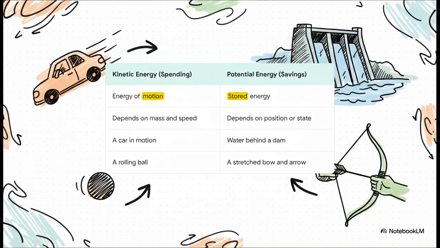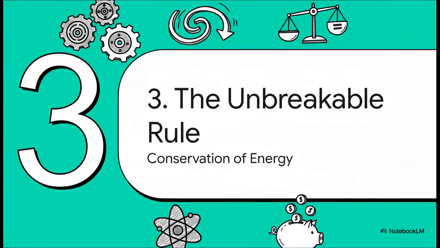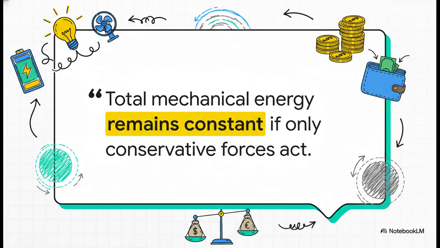Cash versus savings. Okay, now every economy, real or imaginary, has to have rules, right? And this economy of motion has one single, absolutely unbreakable rule, and it governs everything. It's called the law of conservation of energy, and it's actually pretty simple. It just says you can't create energy out of thin air, and you can't make it disappear. Basically, the total amount of money in our entire universal economy is fixed. It's constant. All you can ever do is move it around.